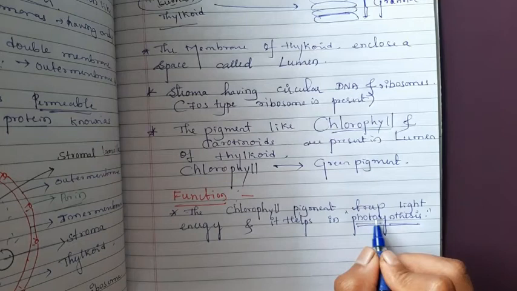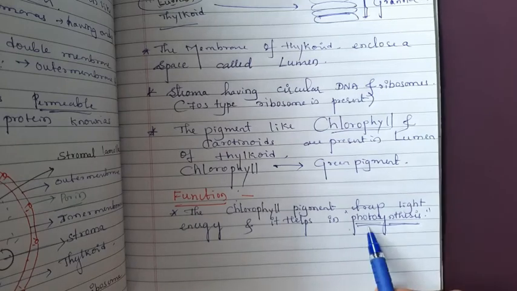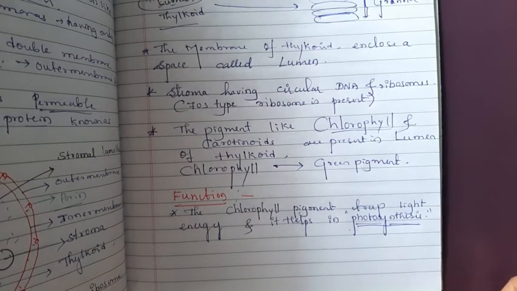Photo in the sense light. Synthesis means formation. Okay. With the help of light they synthesize the food. Means for photosynthesis light, chlorophyll pigment, carbon dioxide, water, everything is required. That's why chlorophyll is a principal pigment which is very necessary for photosynthesis. The main function of chloroplast is photosynthesis.